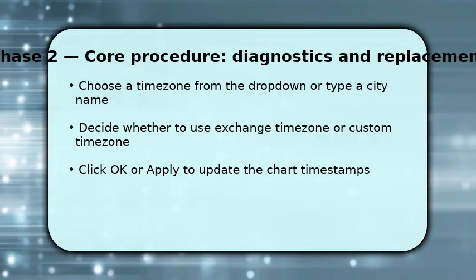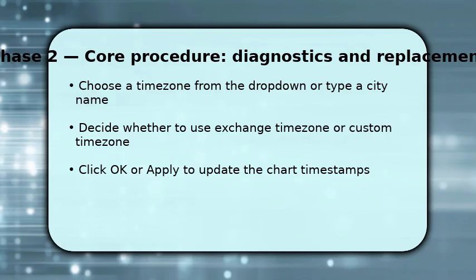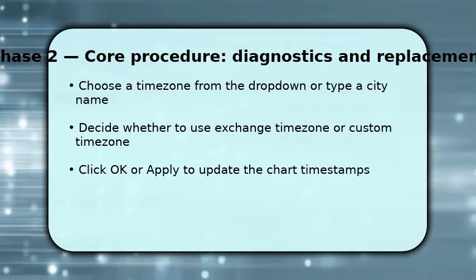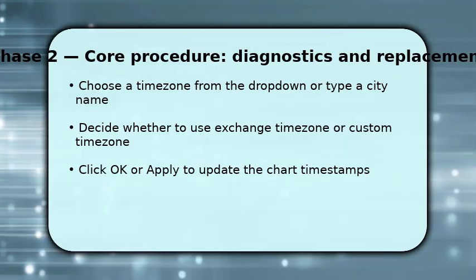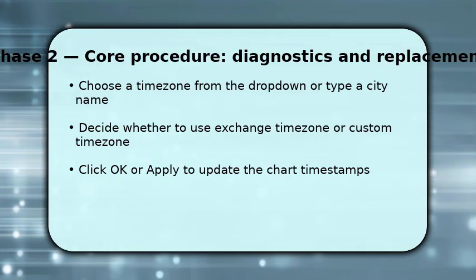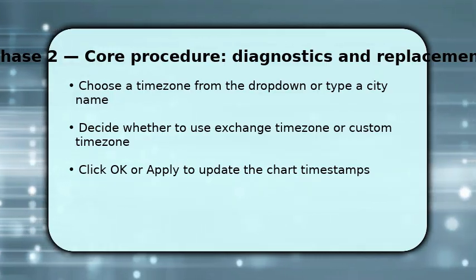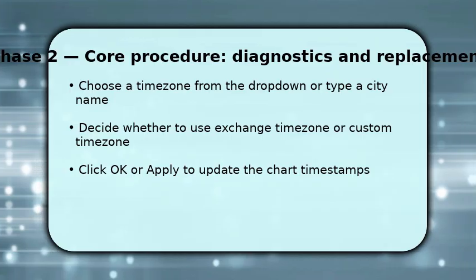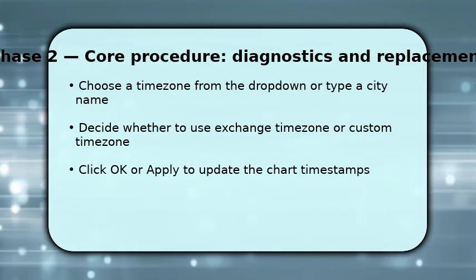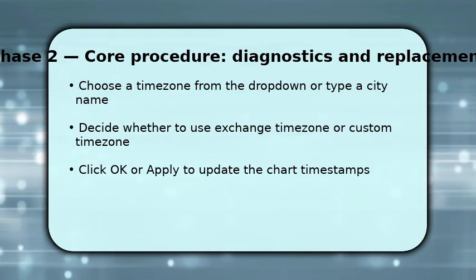You can toggle between exchange time and a custom time zone. Pick custom if you want your local clock. Once you pick the zone, confirm session settings so session bars align correctly. Click Apply or OK. The chart will redraw with new timestamps and session backgrounds. If you manage multiple charts, repeat per chart.